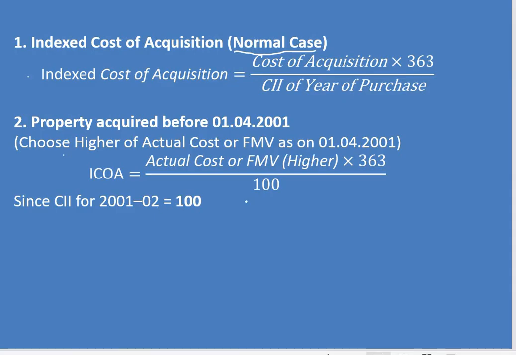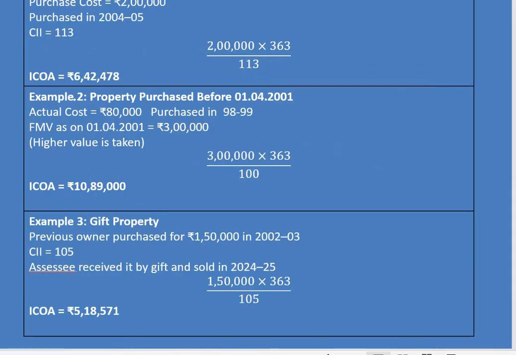CII of the year 2001-2, that is a base year. Before that there was no CII, no. That's why 2001 is treated as the base year. So we will look into one sum. This is example 2. The property purchased before 1/4/2001. Just an example we will see. The actual cost of the property is 80,000. When is it purchased? 98-99. That means it is purchased before 2001.